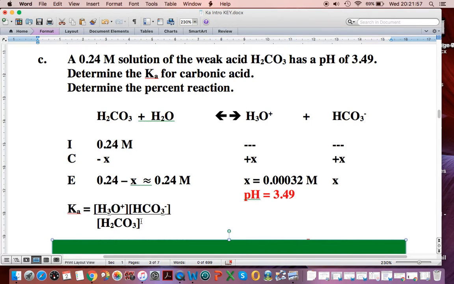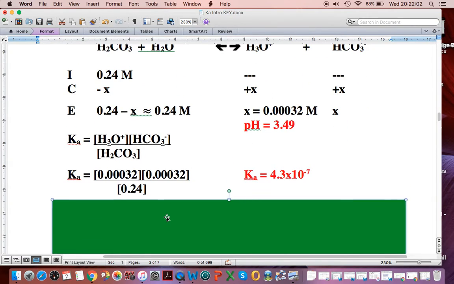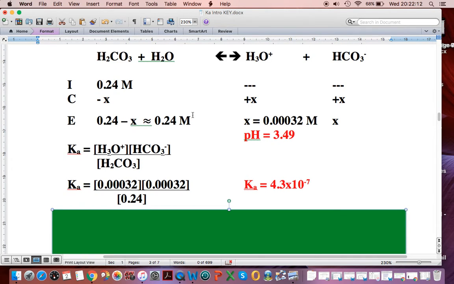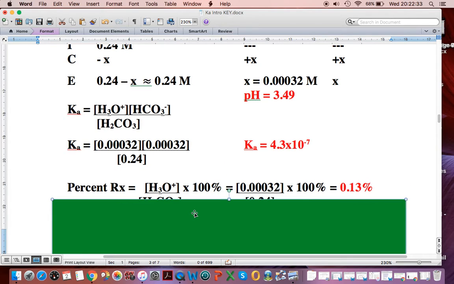0.00032 in there, in here, and the 0.24 goes right there. Now let the calculator do the work, and the Ka comes out to 4.3 times 10 to the minus 7. Now you say, what do I do about the percent reaction? Well, what that's saying is, hey, let's compare what we started with to how much reacted. And this is a one-to-one deal. So this is how much reacted versus the starting concentration. So we're going to take the H3O+ concentration, divide it by H2CO3's concentration, and make it a percent.